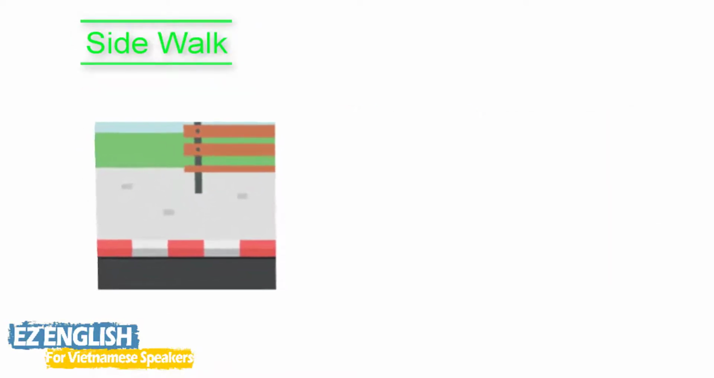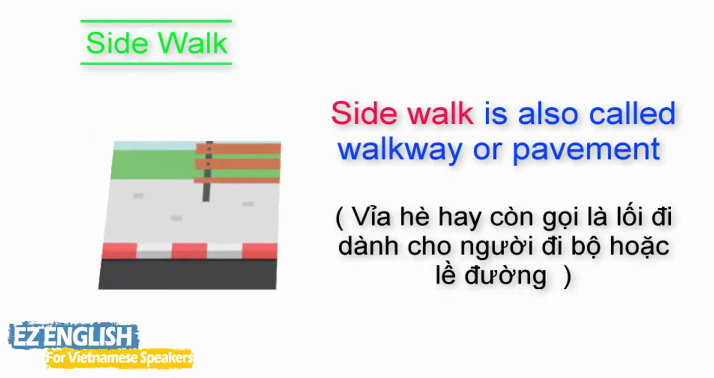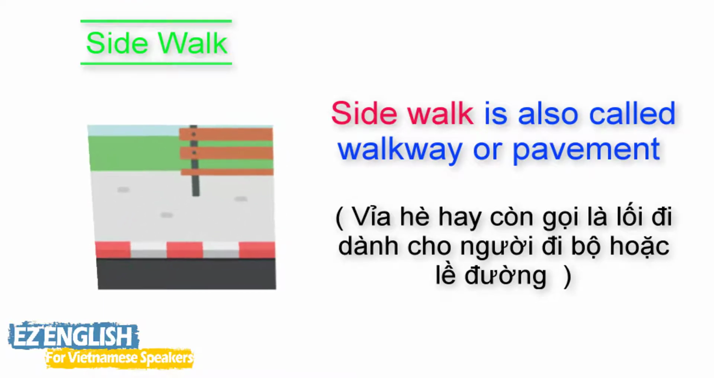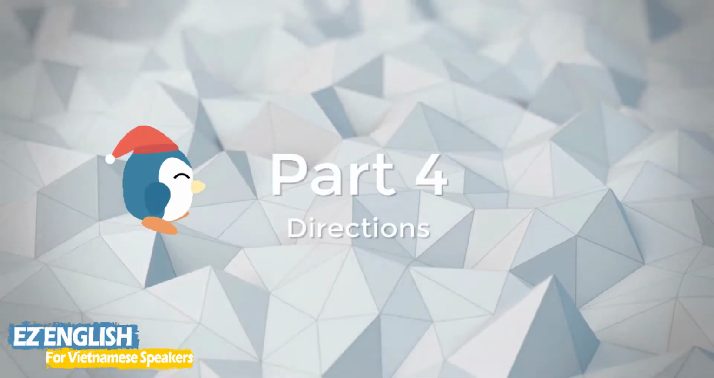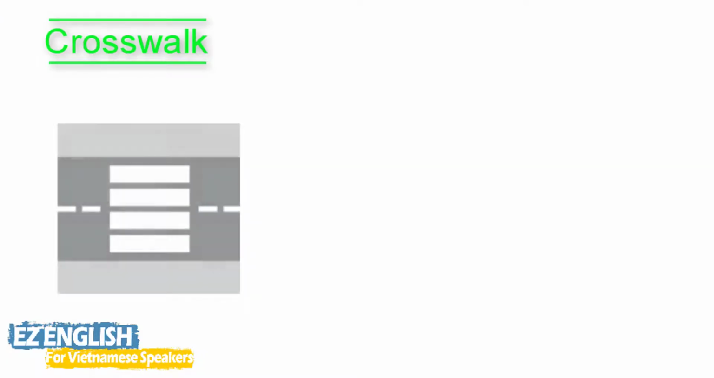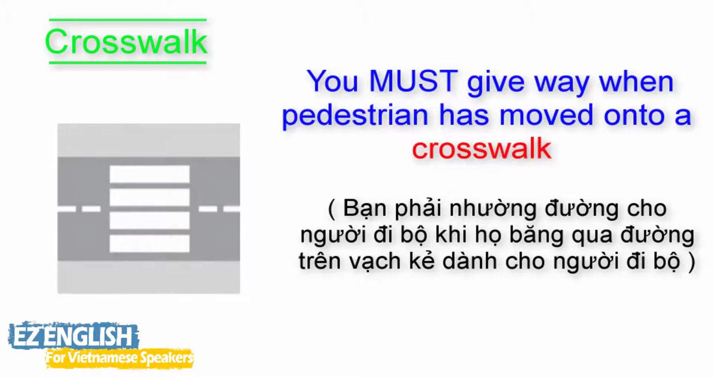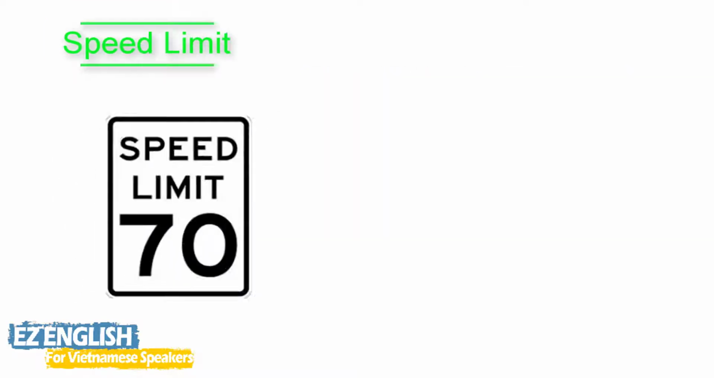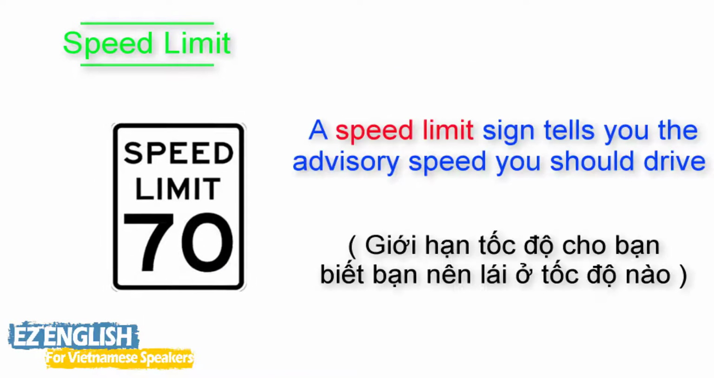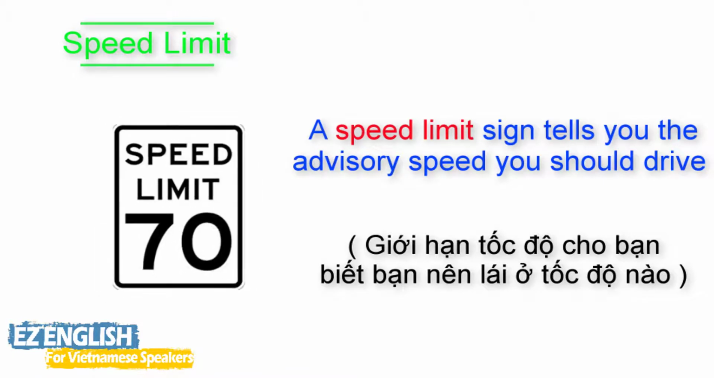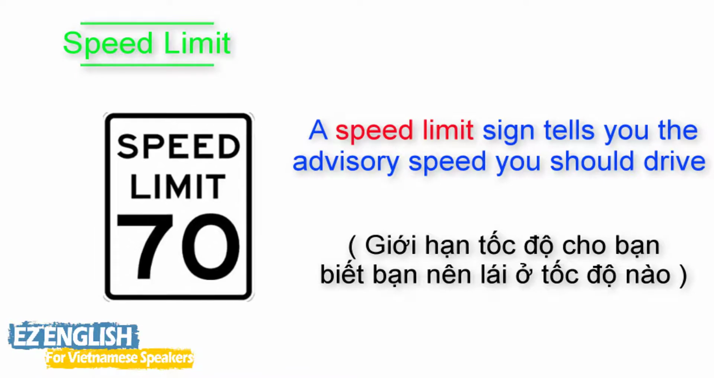Sidewalk. Sidewalk is also called walkway or pavement. Crosswalk. You must give way when pedestrian has moved onto a crosswalk. Speed limit. A speed limit sign tells you the advisory speed you should drive.